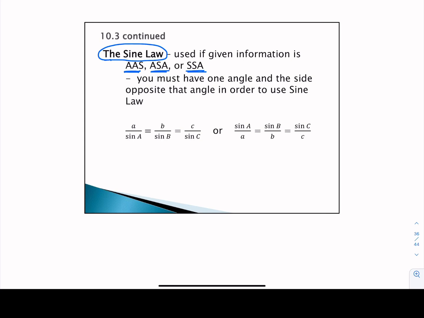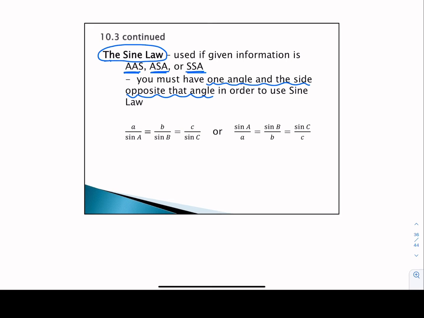Now, in order to use what we call the sine law, you have to have one angle and one side that is opposite that given angle. So if you don't have a pairing of an angle and a side opposite, you will not be able to use the sine law. You're going to have to use a different law that we'll explore later in this module.